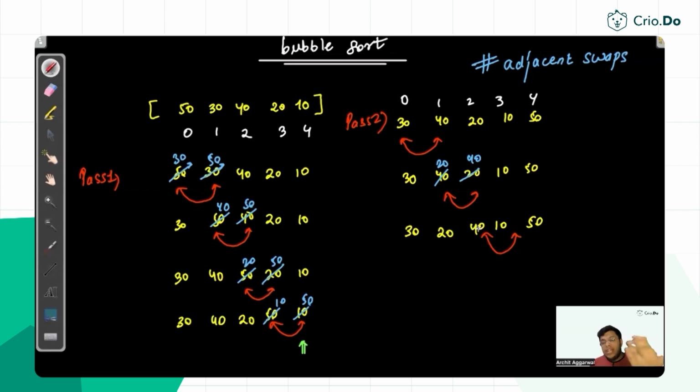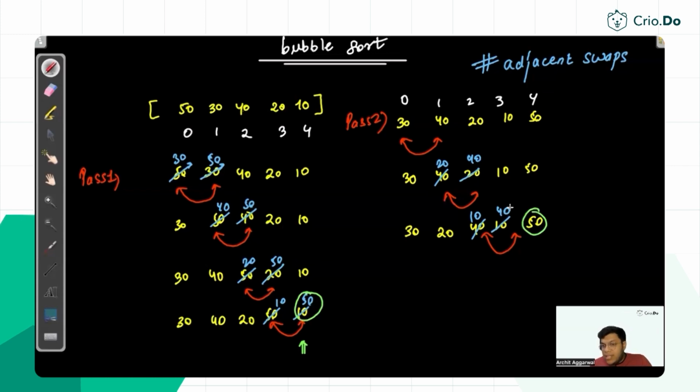Heavier value on the left hand side should not be there. Smaller value on left hand side should be there. So make it 10, make it 40. And after the second pass, having only three comparisons, we can say 50 was already sorted at the last index.